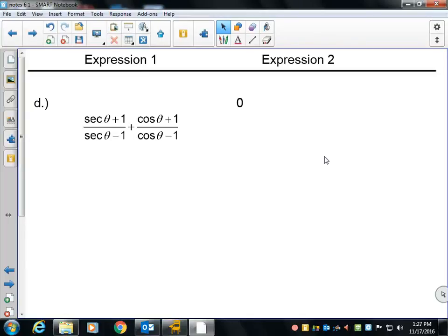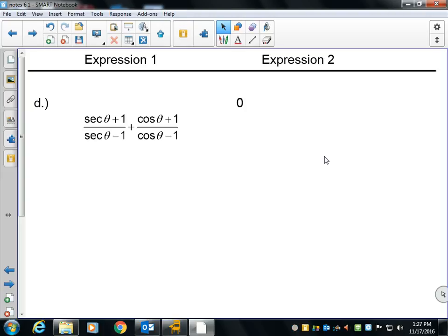So 6.2 is very similar to this stuff. It's just basically trying to make one side equal the other. That's how we prove things, right? So we're trying to make one side equal the other. Now, sometimes it's harder than not, and sometimes it's a little bit easier.